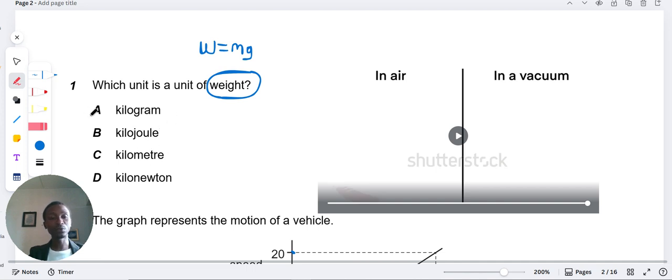Then in the options, option A will be incorrect because kilogram is a unit of mass. Option B will be incorrect because kilojoule is a unit of energy. So is option C incorrect because kilometer is a unit of distance. So the correct option is option D, which is kilonewton. Okay, now let's move to the second question.